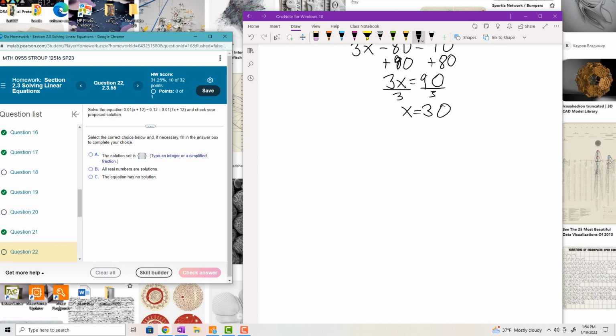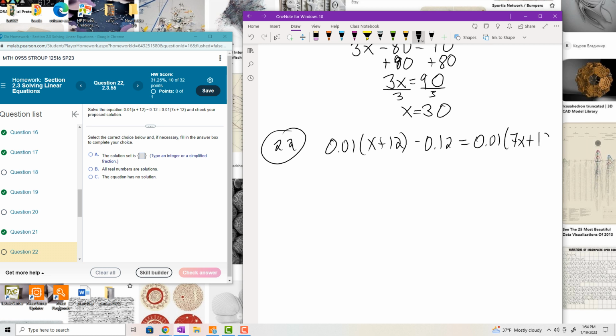Okay, here's another one. This time you're going to have to multiply by 100. So we got 0.01 times x plus 12 minus 0.12 equals 0.01 times 7x plus 12. So again, I'm just going to multiply everything by 100. You could distribute first. It's not going to really disturb anything. Probably get away without having to multiply by 100 at all if you wanted to. I wouldn't have a problem with that.